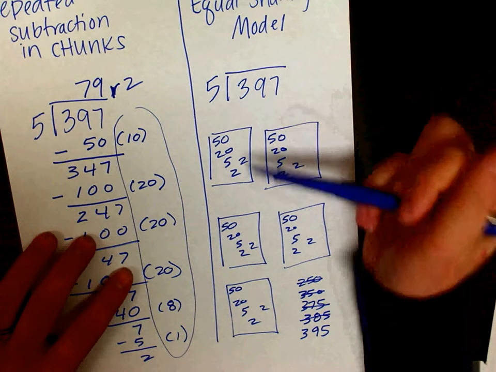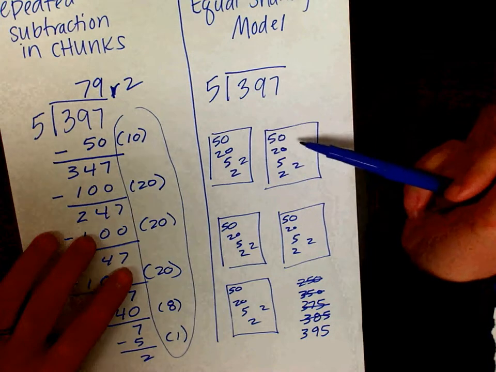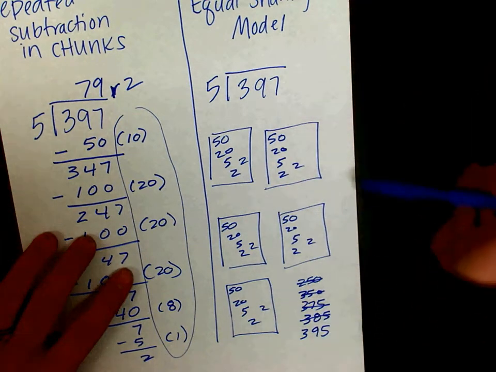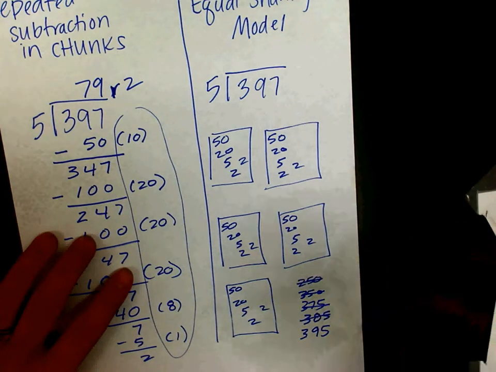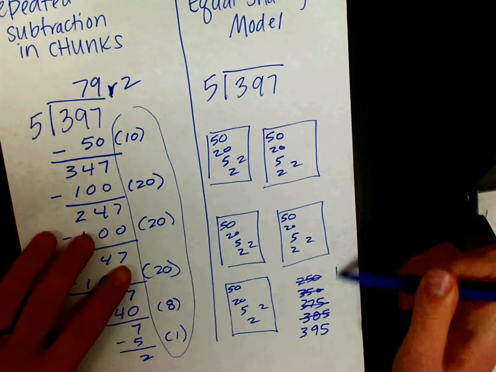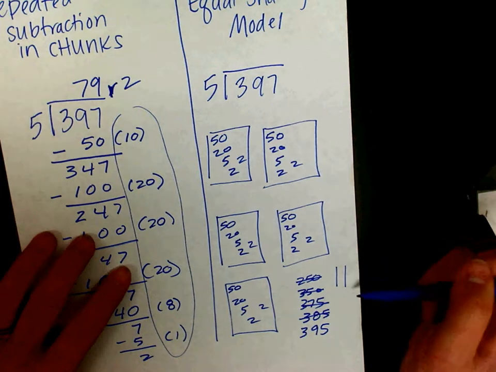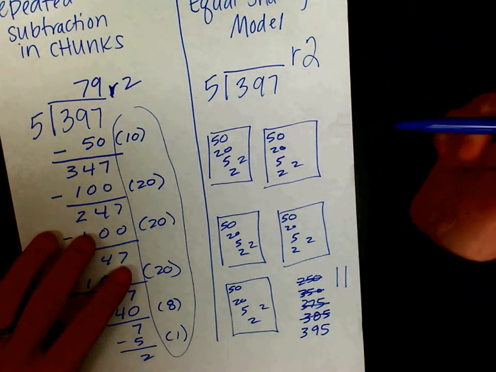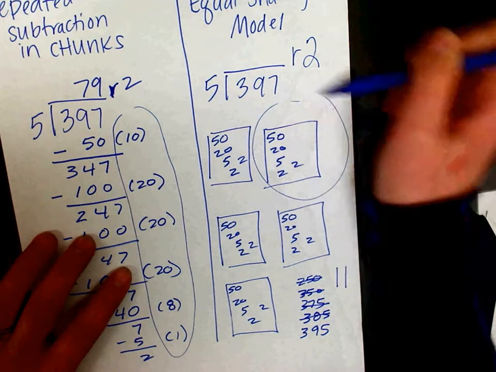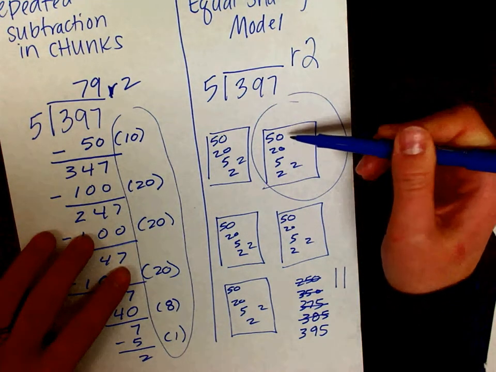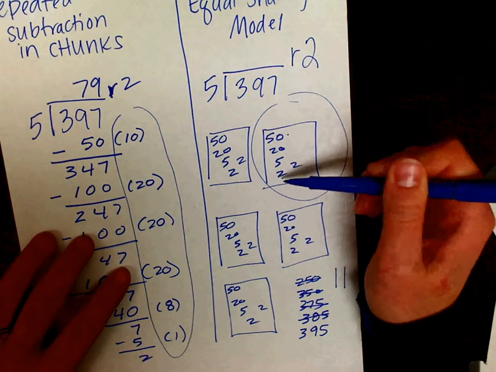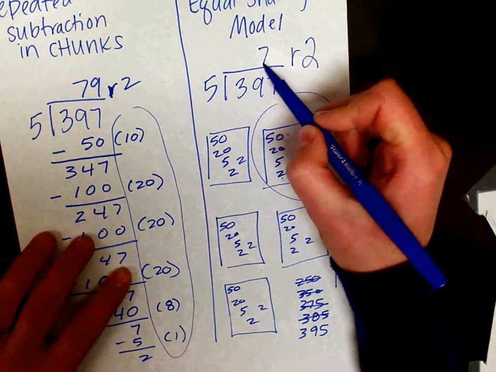If I were to put 1 here and 1 here, that's not equal sharing. These 2 would have more, and the whole idea is that each group has the same amount. So when we get to a situation like that, I like to put them off to the side. That's also my remainder of 2. To figure out how many are in each group, the whole number quotient, we would count the insides of one box. So I've got 50, 60, 70, 75, 76, 77, 78, 79 with the remainder of 2.